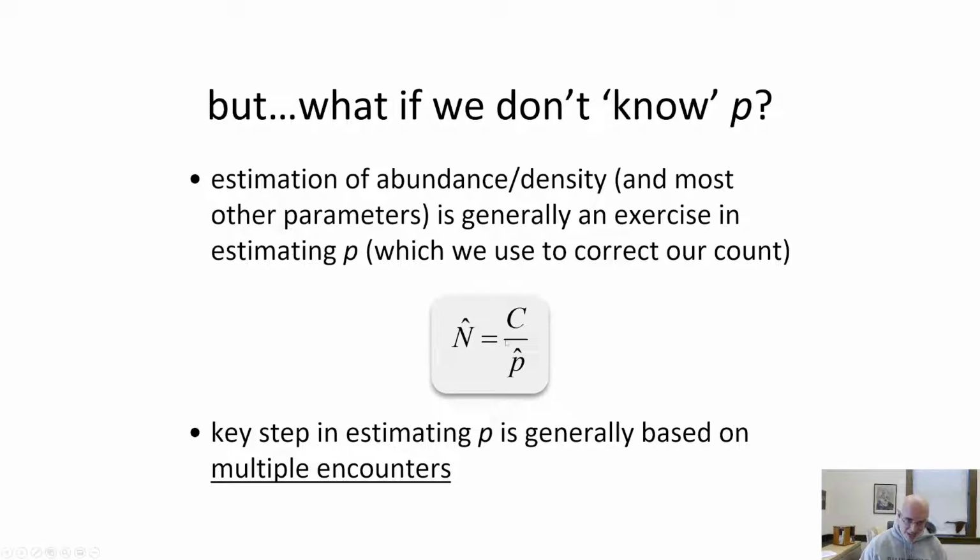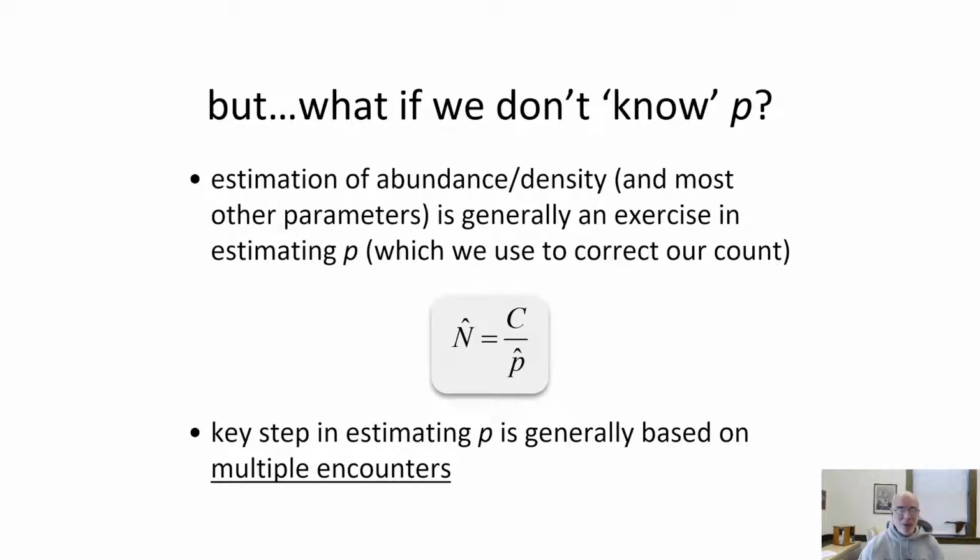So the estimator of N, it's got a little hat over it, meaning we're talking about a statistical estimator, is the count, which is not an estimate. It's actually an empirical measure of something. You counted a certain number of animals divided by the estimate of P. So a lot of what we're going to focus on in this course is how do you estimate the detection probability? And the key step is usually based upon what we refer to as multiple encounters.